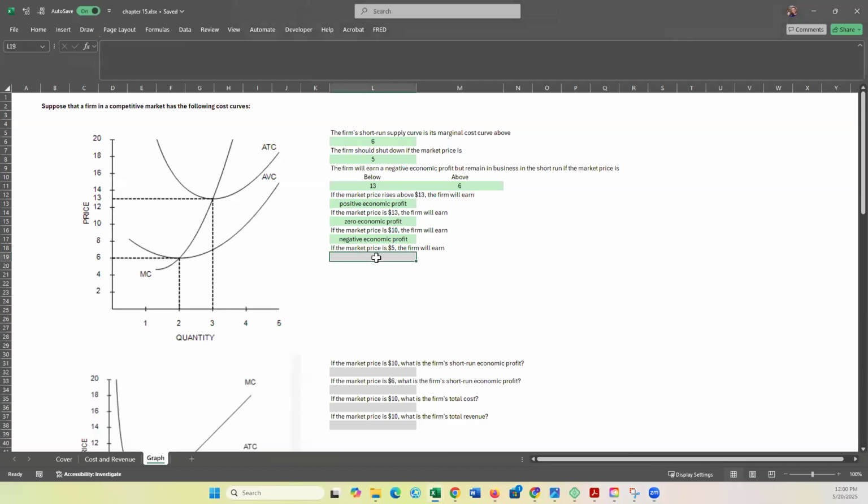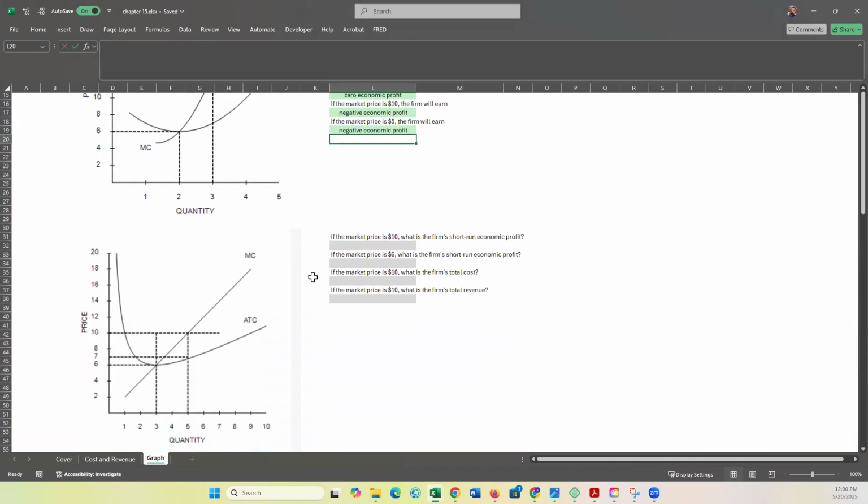So all I do is type in negative. Hopefully it comes up. There you go. Negative economic profit, 5. Now I just want to note, if it's at $5, we would not produce the unit. We would not produce those units there. We would shut down. We're making less than what it costs us to make the pizza, so we wouldn't do it.